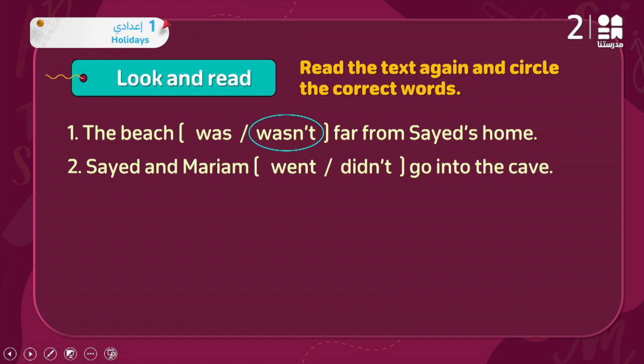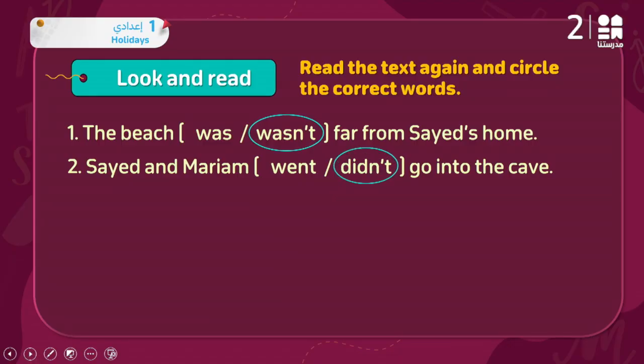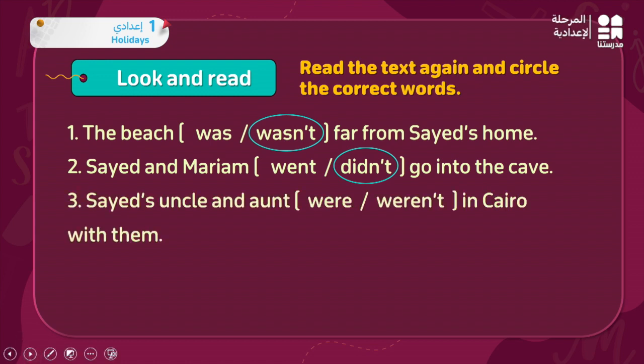طيب تاني حاجة سيد and مريم went or didn't go into the cave. هم راحوا ولا ما راحوش للكيف؟ Exactly. تمام. احنا قلنا مريم was so frightened، كانت خايفة جدا، so they didn't go to the cave، ما قدروش يروحوا الكهف. تمام. Are you following me? Okay. Number 3. Said's uncle and aunt were or weren't in Cairo with them.